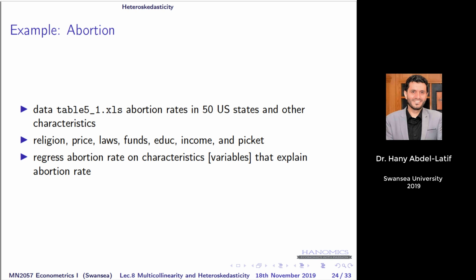So let's say we have data to model abortion rates. This data is available, it's table 5.1, and it comes from 50 US states, along with other characteristics such as religion, price, laws, funds, income, etc. So we want to regress abortion on the other variables that we think will explain the abortion rate in different states.